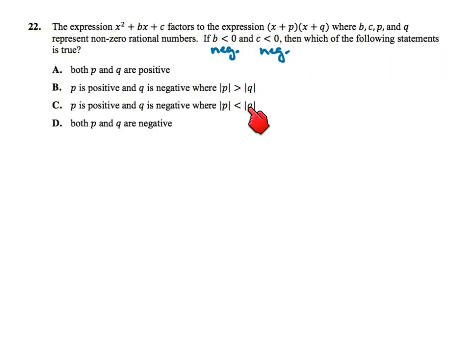Okay, if I look at these, you know what? None of these make sense to me until I see an example. So I'm going to pick an example where b and c are both negative. x squared minus 3x minus 4. So I took this expression and I replaced b and c with numbers that are negative. Okay.